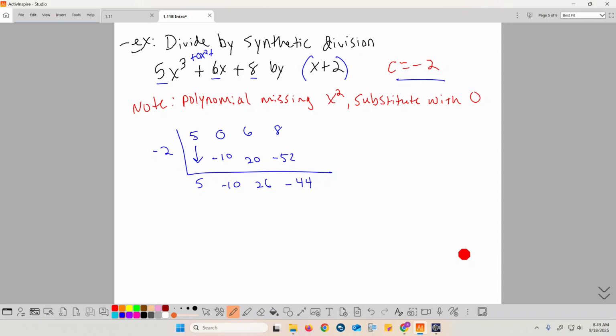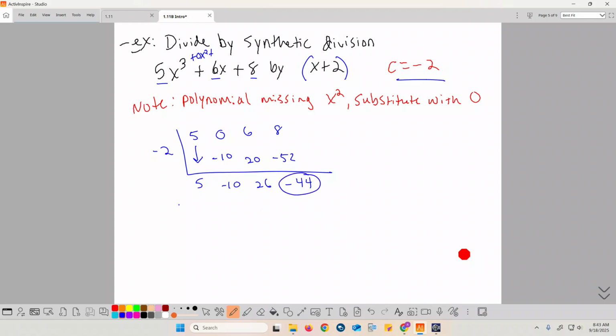Now let's just double check these numbers. Bring down that 5, right? Again, multiply here, we get negative 10. 0 minus 10 is negative 10. Multiplying negative 2 and negative 10, positive 20. Adding 6 plus 20, we do in fact get 26. 26 and negative 2, multiplying those, we get negative 52, and then 8 minus 52 is negative 44. Okay, this looks good, right?